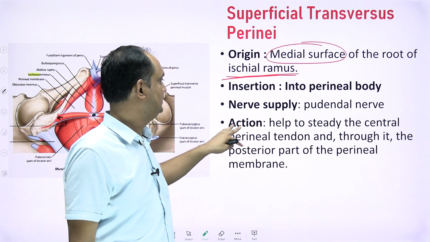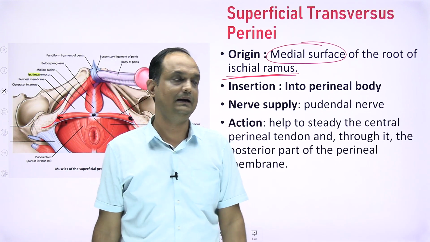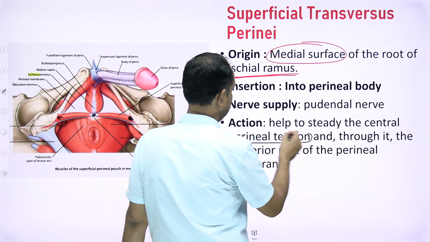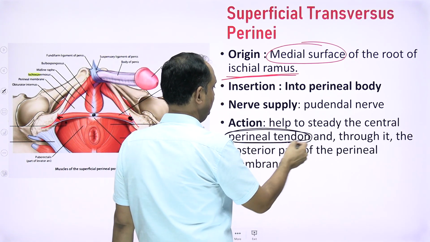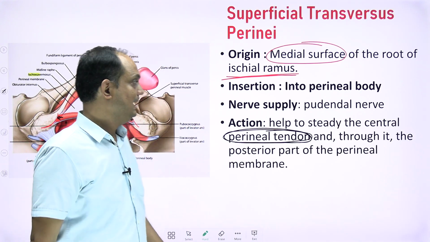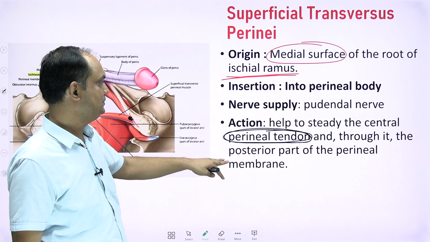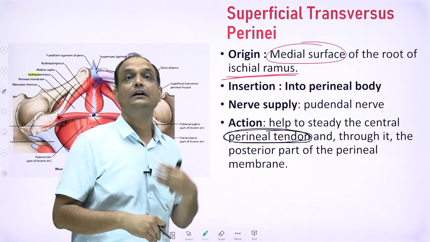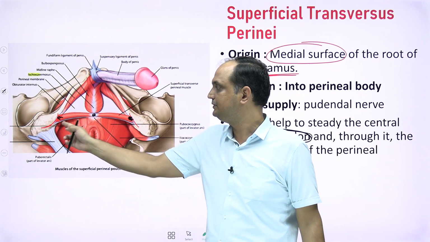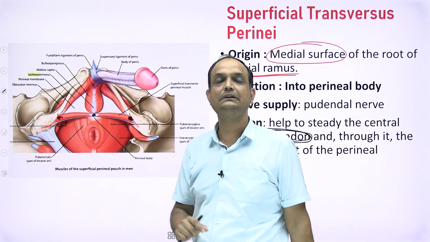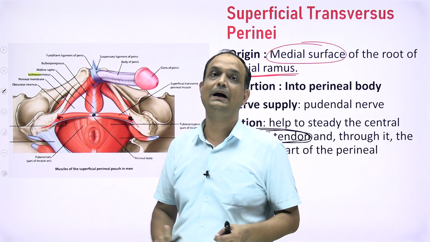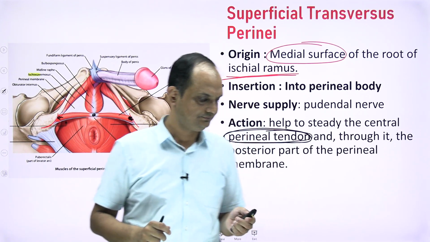Now, what is the action of the superficial transverse perineal muscle? It helps to stabilize the central perineal tendon. First, it helps to fix the perineal body, and the second thing is that the posterior part of the perineal membrane becomes fixed indirectly. So, when we talk about the action of these superficially placed muscles, they are helpful in fixing the perineal body and, through it, the perineal membrane.